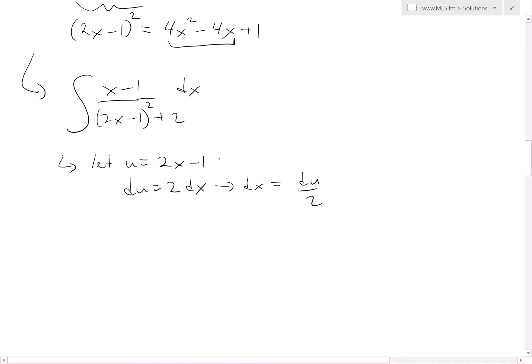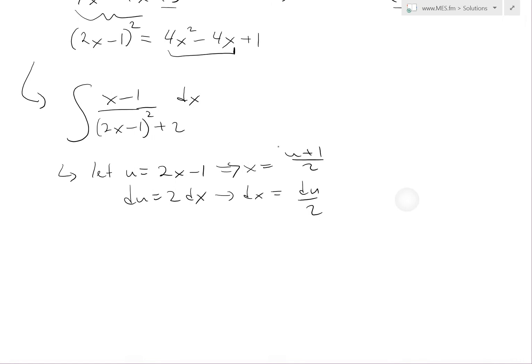Again, we're just trying to simplify this whole thing. Now the x part, we move the 1 over to the other side, so x equals u plus 1, and then divide by 2. Let's write this better here: u plus 1 divided by 2.